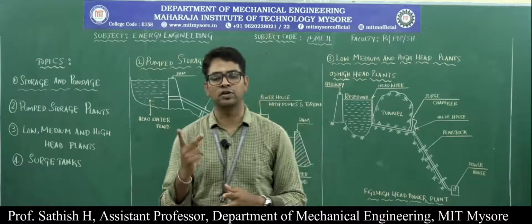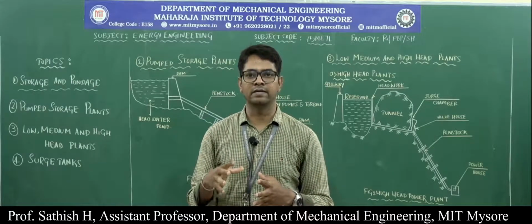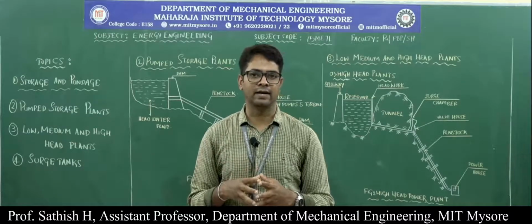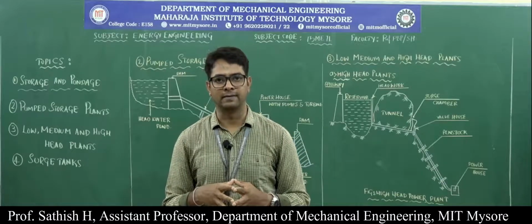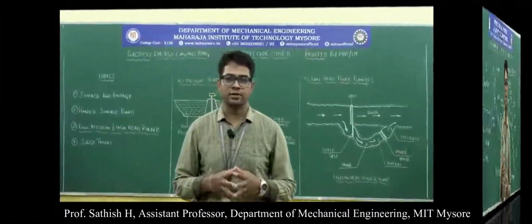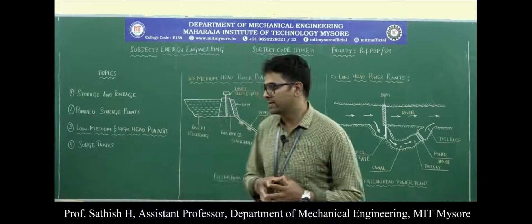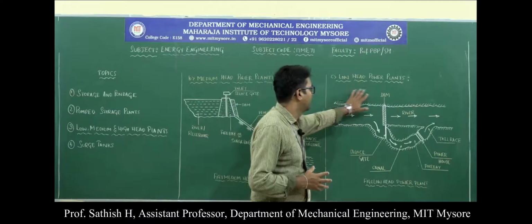Two important points you have to remember in the case of a high head power plant: the head is about 100 meters or above, and the type of turbine we use in high head hydroelectric power plants is the Pelton wheel turbine. Next we will discuss the other two types of hydroelectric power plants. The next one is the medium head power plants, and the last one is the low head power plants.